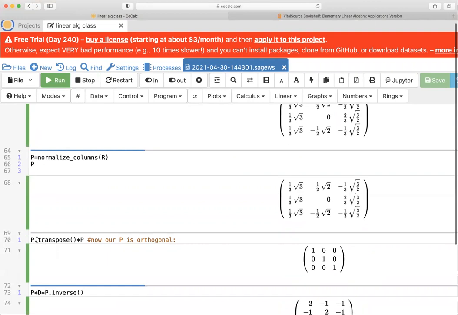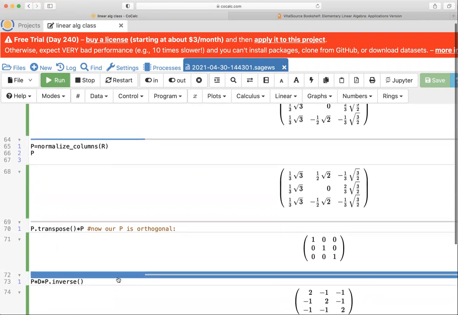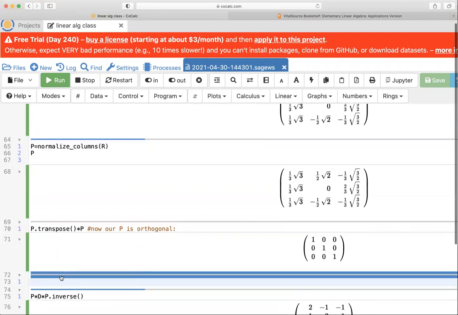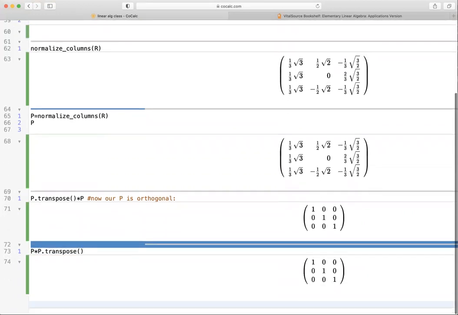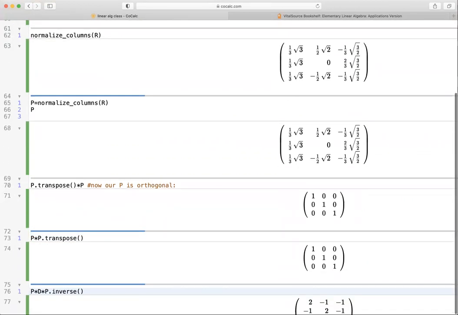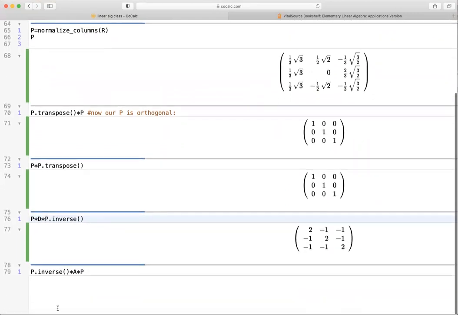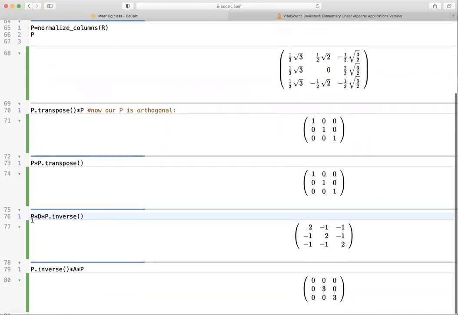So let's check that it's orthogonal. To do that, we need to check that P transpose P is the identity matrix. We should probably also check that P times P transpose is the identity matrix as well. That's also the identity matrix. So P is an orthogonal matrix. And then let's check this other final property, that P times our diagonal matrix times P inverse is our original matrix A, which is correct.